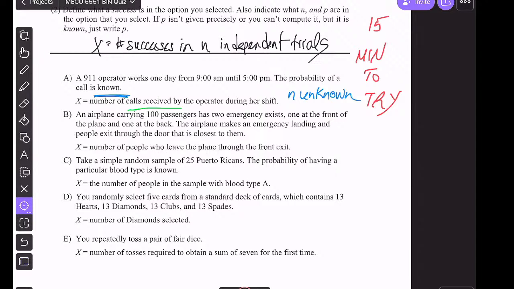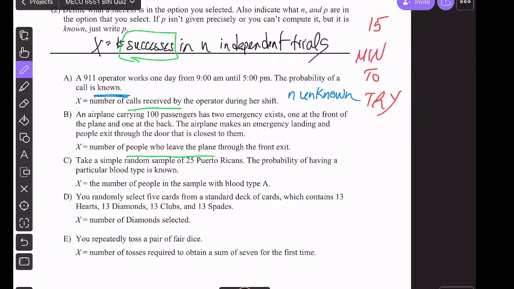Okay, let's see. Success, failure. People who leave. Well, success is leaving the plane, people who leave the plane, right? So that matches the success. So it's not that. What's wrong with it? Keep going. You're good. You think about success, you think about the parameters N and P. If you cannot identify them, where P is known and N is independent, then we have a problem.